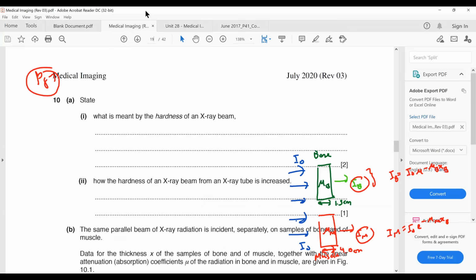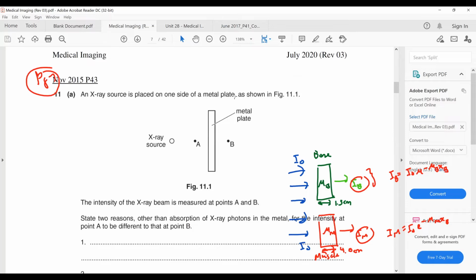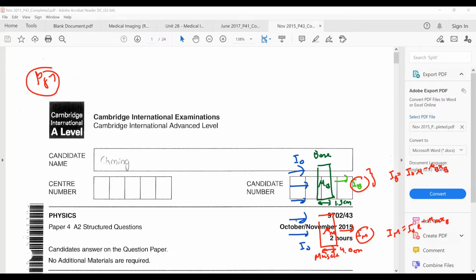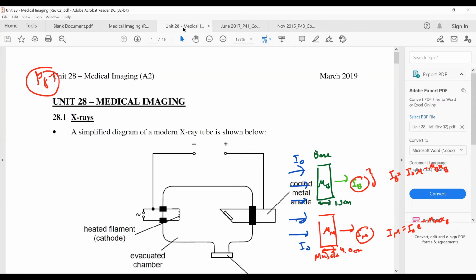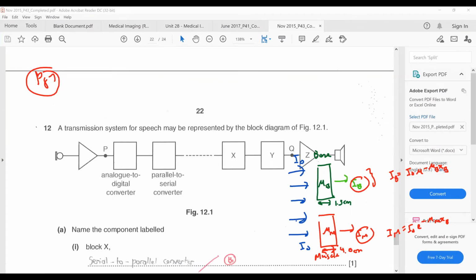of your worksheet. Okay, page 7 of your worksheet is talking about this. Now, this one is November 15 P43. So let me just get that clear off first. November 15 P43. Question 11.